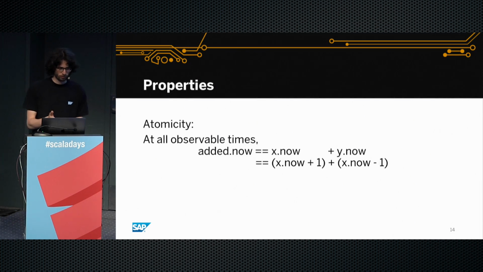It is what we wrote down there, x.now plus y.now, and when we transfer this farther back in this tree, we get x.now plus 1 plus x.now minus 1.